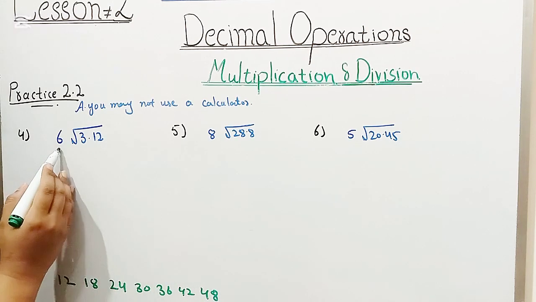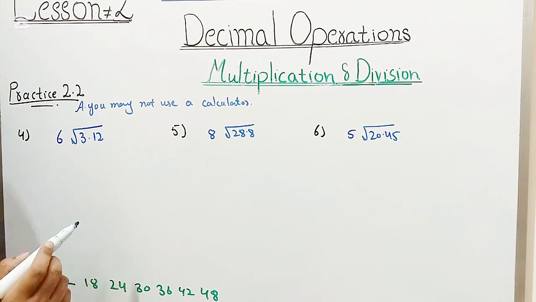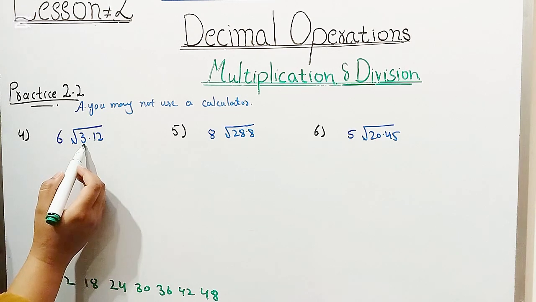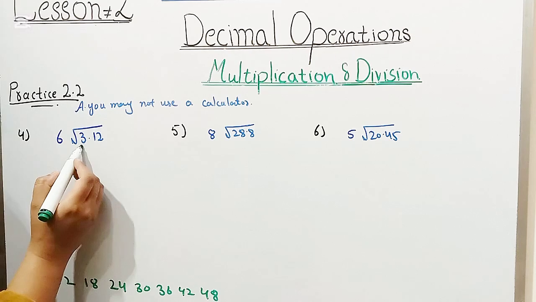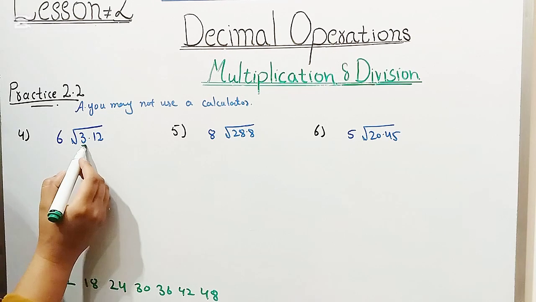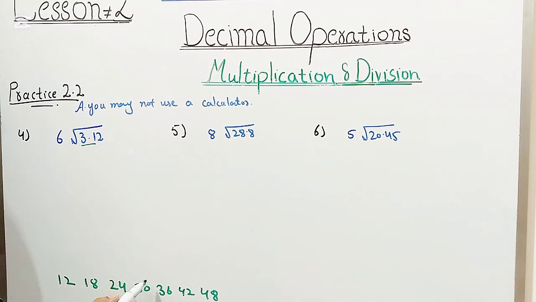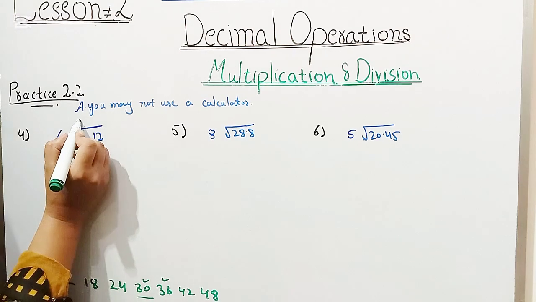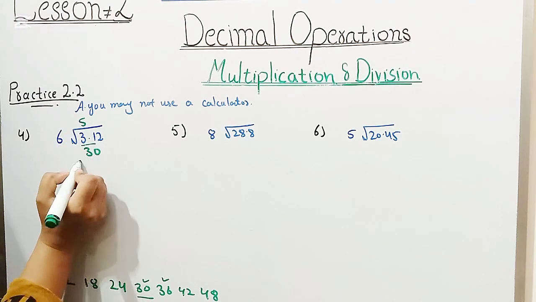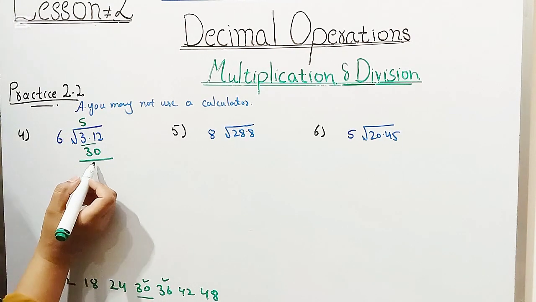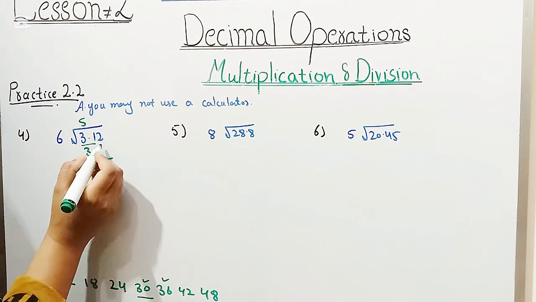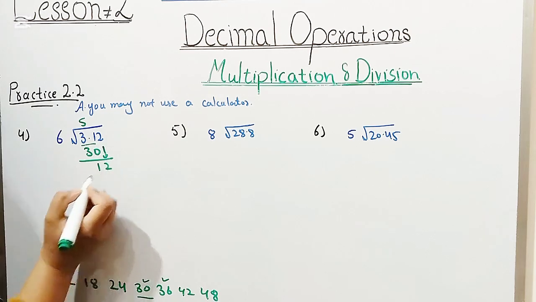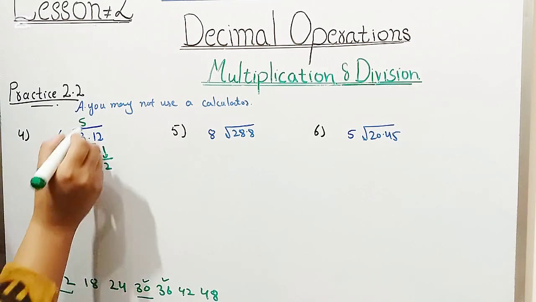Okay. See, first is 3.12. Firstly, we ignore the point value. Now, 3 is less than 6. Then we will take two values, 31. So then 36 is the bigger value. 30 means 6 5s are 30. Then from 31 it will be 1. Then we'll take 2 below, 12. 6 2s are 12.